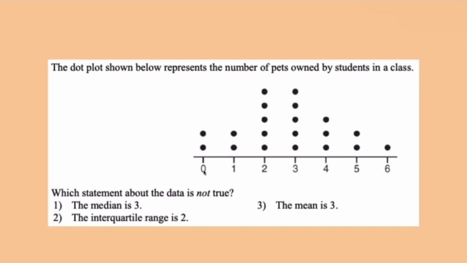And for the interquartile range, you'd have to find the median and then find quartile 1, find quartile 3, and then find the difference between quartile 3 and quartile 1. So after doing all that, you would find out that the mean is not 3. So that's our answer. That statement about the data is not true. So 3 is our answer.